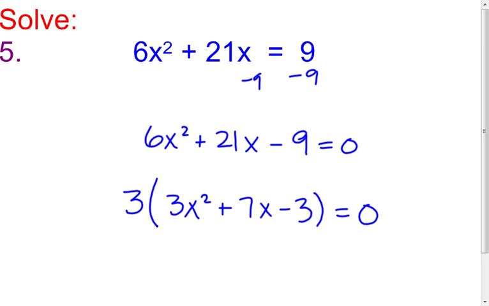Because 3 times 2x squared gives me 6x squared. 3 times 7x gives me 21x, and 3 times negative 3 gives me negative 9. Then I'm going to bring down that 3, and I want to make myself 2 parentheses. Okay?